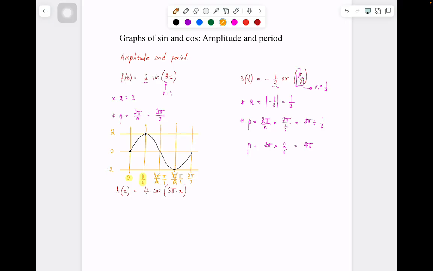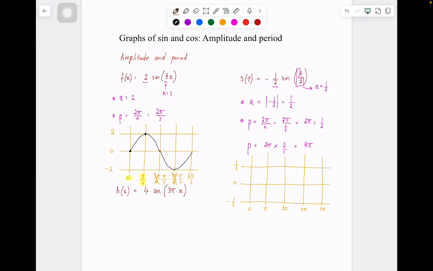Similarly, again, we're going to draw out our mean line now. So our mean line here is 0. Our amplitude is 1/2, so we go up by 1/2. We go down by 1/2. Then we focus on our period here, which goes from 0 to 4 pi. Halfway is 2 pi. 1/4 is pi, and 3/4 is 3 pi.